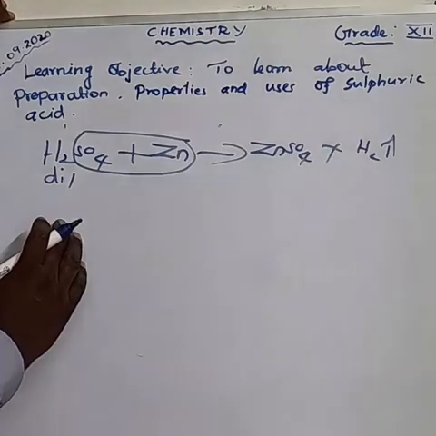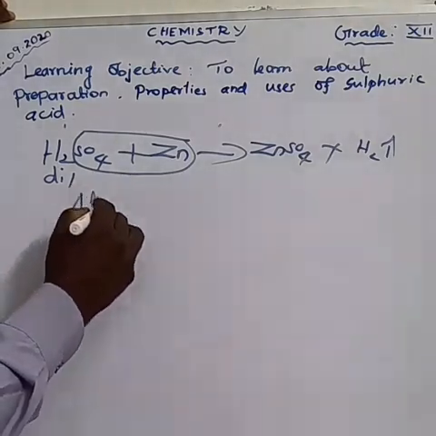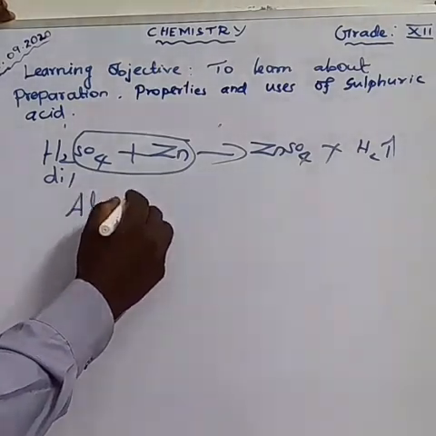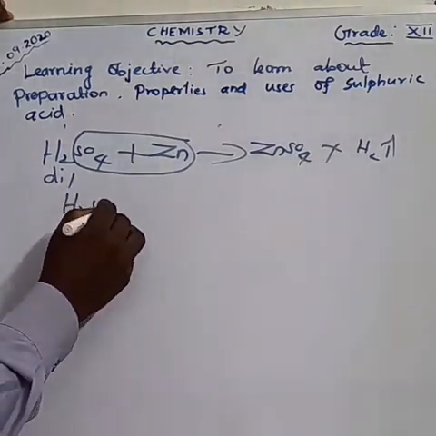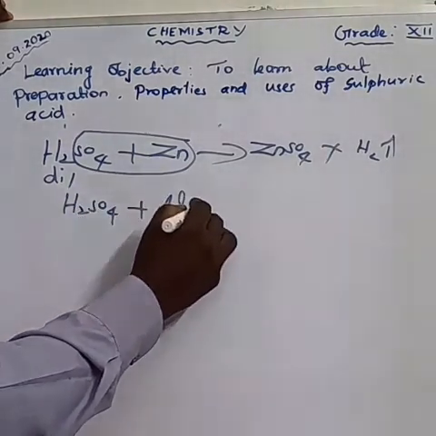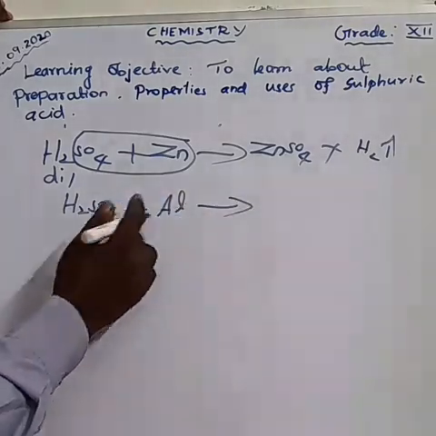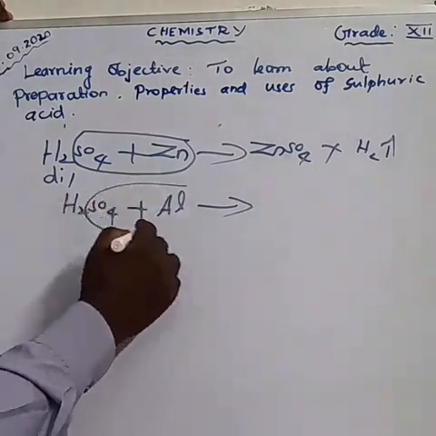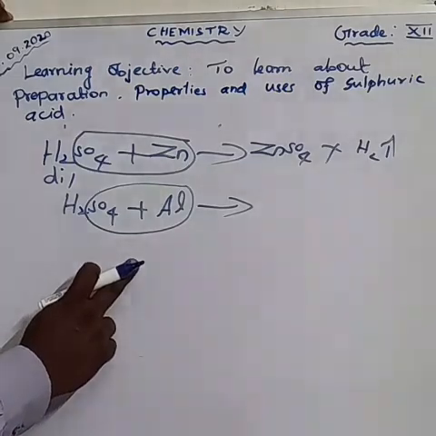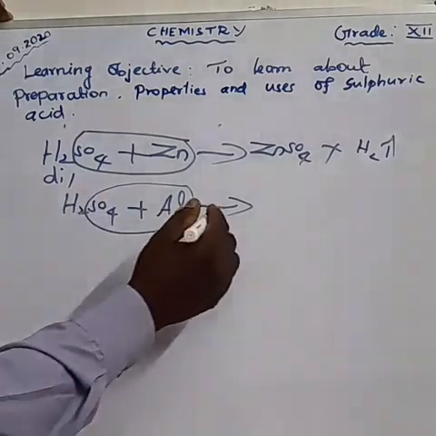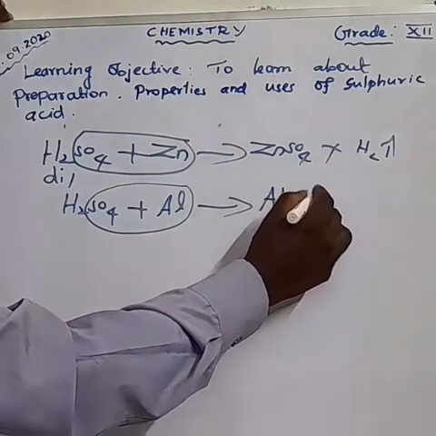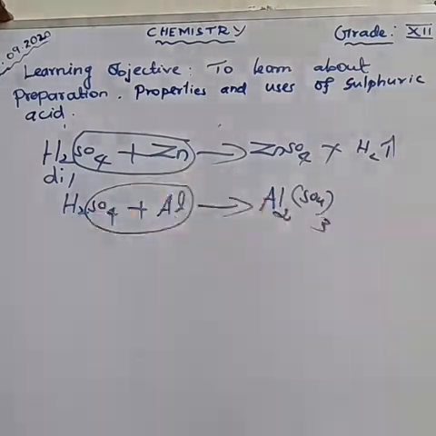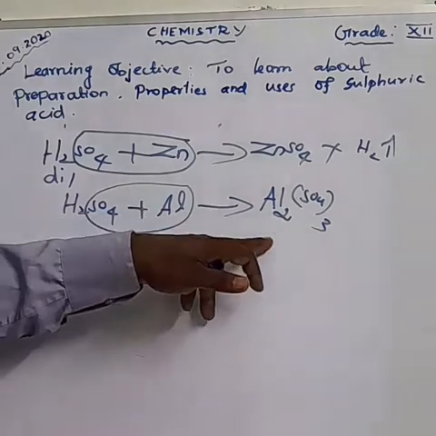Aluminium. What is the symbol of aluminium? Al reacts with the sulphuric acid. You should first write sulphuric acid reacts with aluminium. So aluminium combines with sulfate to form aluminium sulfate. What is the formula for aluminium sulfate? Al2(SO4)3. As per the valency, you should write it like that only.